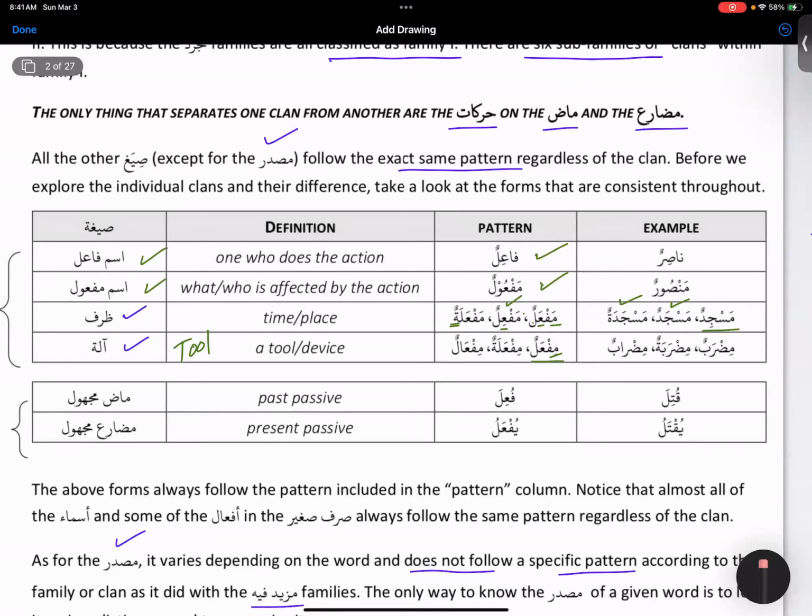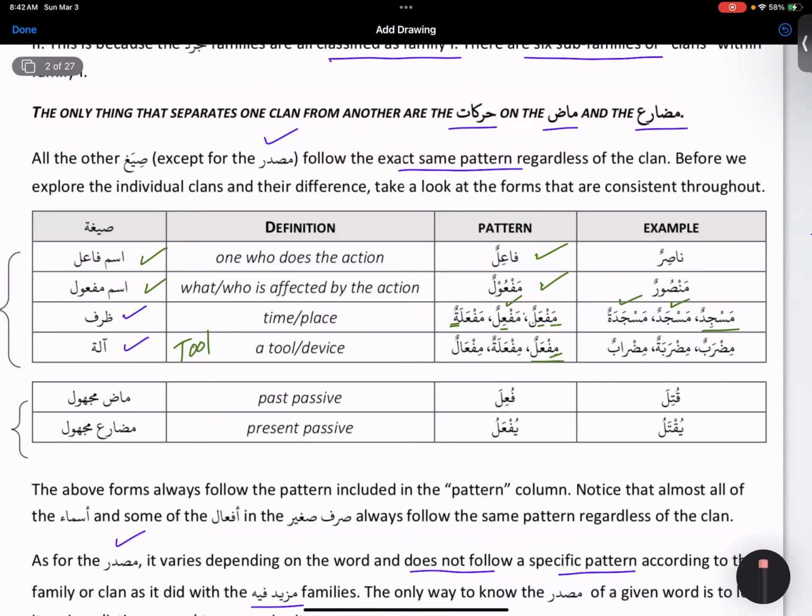We cannot ignore this fatha or kasra. Otherwise, we are switching zarf into ala and ala into zarf. Right? So the ism ala should be with the kasra. Mif'alun, and then mif'alatun and mif'alun. These are the three patterns for ism ala. And that is the tool.